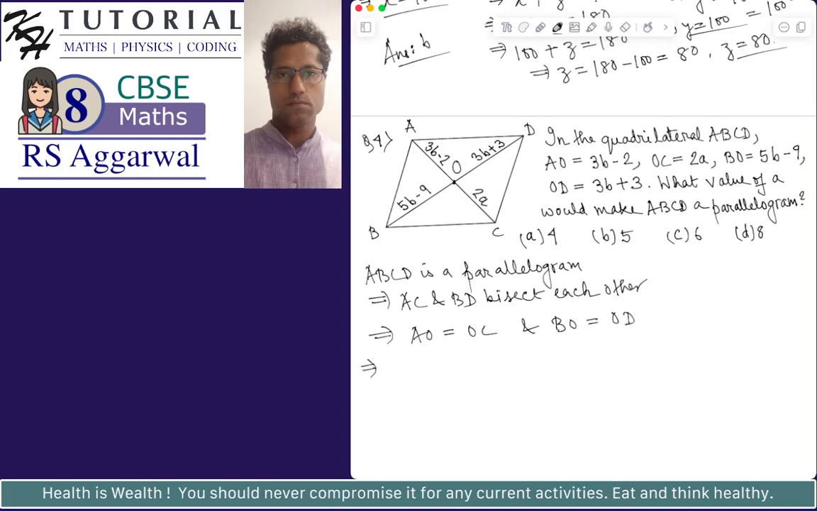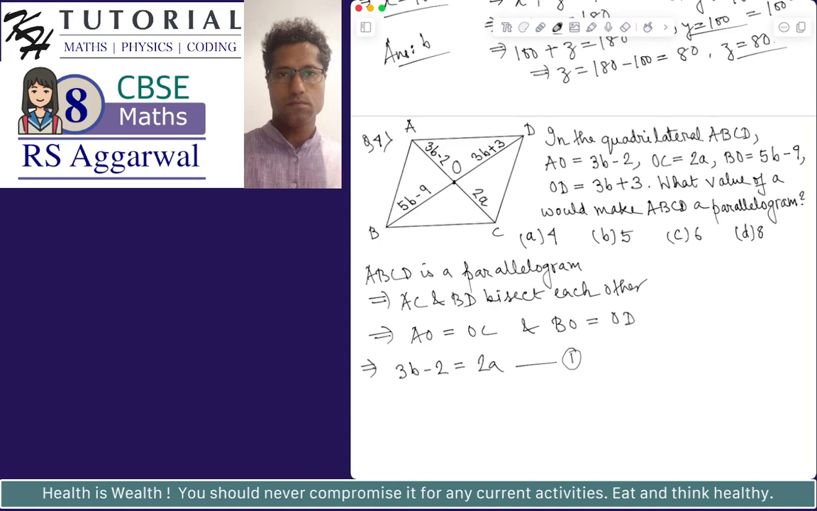Now AO equals OC means the value of AO, that is the length of the side AO, is given to be 3B minus 2, and that is equal to OC. OC is given to be 2A. So we got one equation, that is 3B minus 2 is equal to 2A. Let this be equation 1.